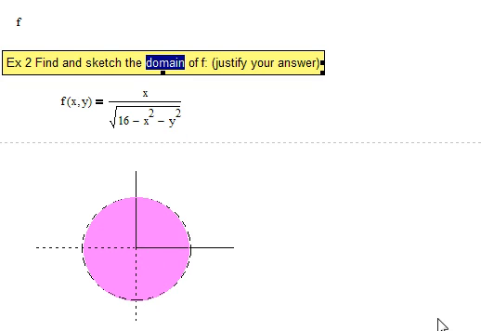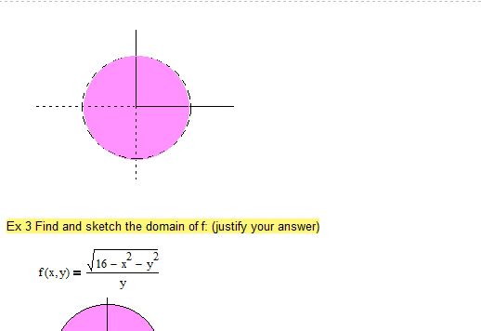So therefore our picture is this circle where x squared plus y squared is less than 16, but not equal to 16, showing that it can't be on the boundary. I hope you can see that I have a dotted line around there. So that was my intent.